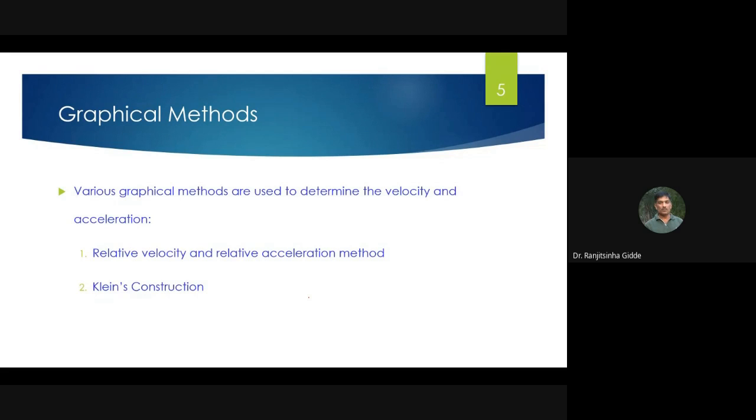So there are various graphical methods used to determine the velocity and acceleration. First one, relative velocity and relative acceleration method, and second one, that is the construction, Kleen's construction. And here one more method we are going to take, that is Coriolis component for the acceleration.